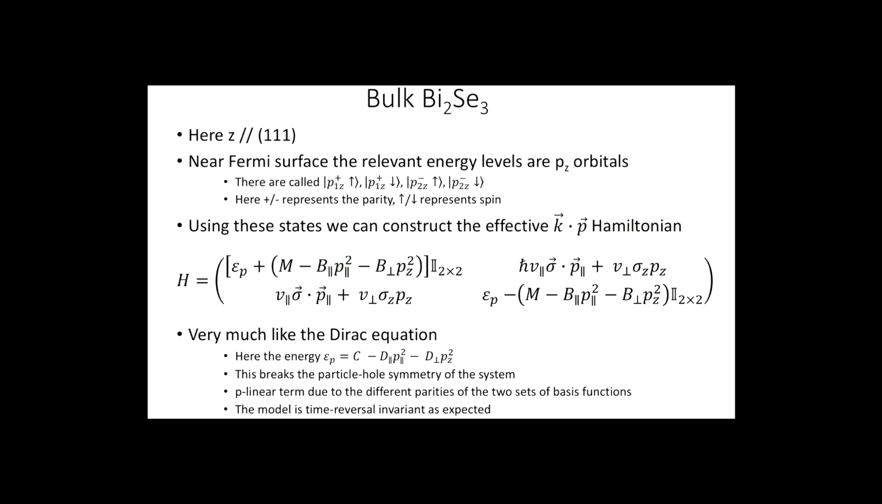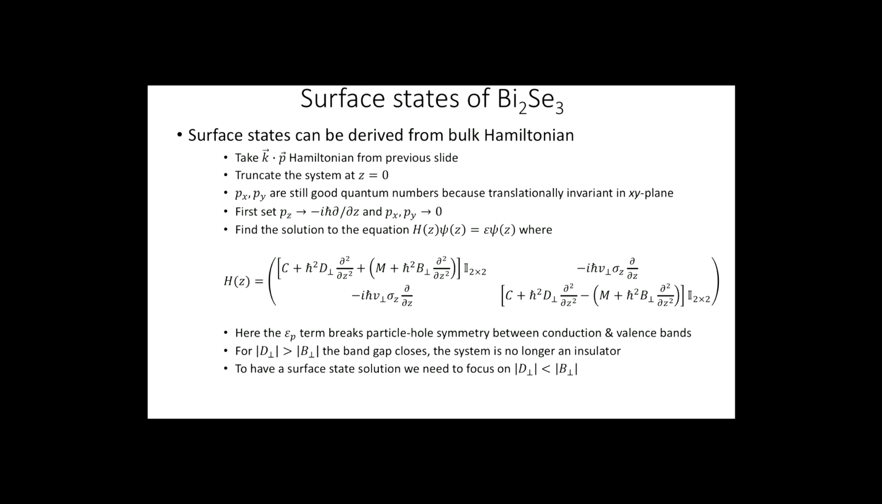And just to make sure, in this model there's no magnetization, so the model is time reversal invariant, as expected, because there is no magnetization in the system. So here, for example, h bar and v remain unchanged when I apply the time reversal operation. Sigma changes sign, p changes sign. So the overall quantity does not change sign. And you can apply the same considerations to all the other terms in the Hamiltonian.